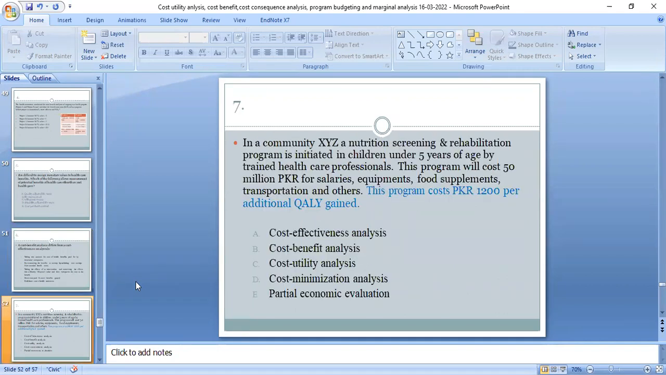Seventh MCQ: in a community XYZ, a nutrition screening and rehabilitation program is initiated in children under 5 years of age by trained healthcare professionals. This program will cost 50 million Pakistani rupees for salary, equipment, food, supplements, transportation, and others. This program costs Pakistani rupees 1200 per additional quality adjusted life year gained. This is an example of cost effectiveness, cost benefit, cost utility, cost minimization, or partial economic evaluation? C is the correct option, as in cost utility analysis, the outcome is in quality adjusted life years.